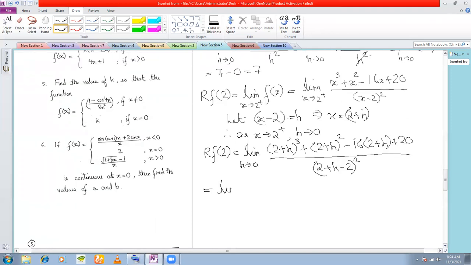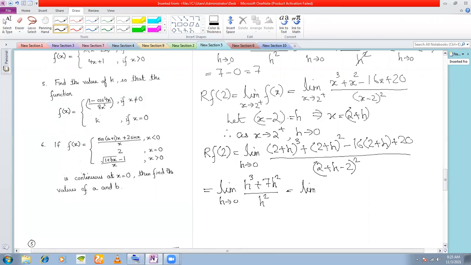So now you can evaluate this limit. You can expand by the (a plus b) whole cube formula, and you are going to get, just as above, h cube plus 7h square divided by h square.